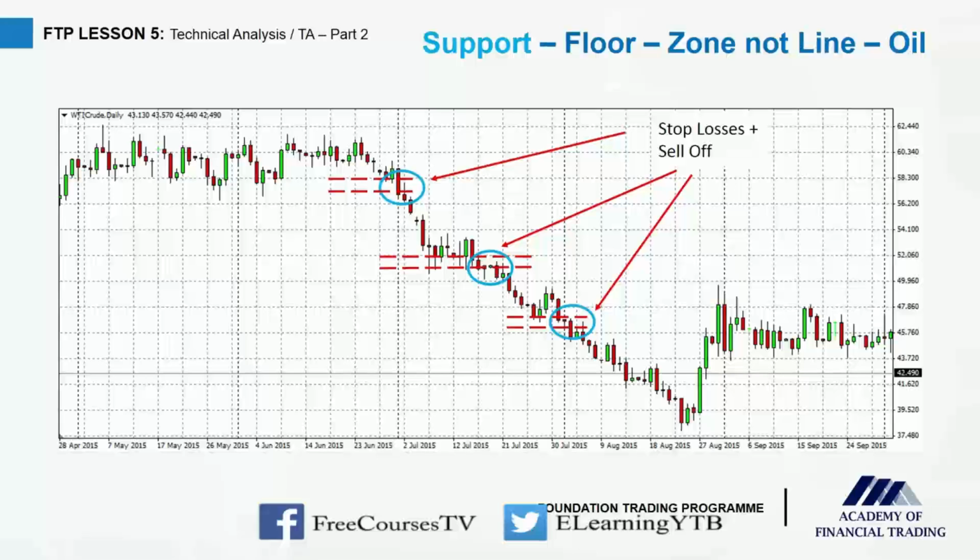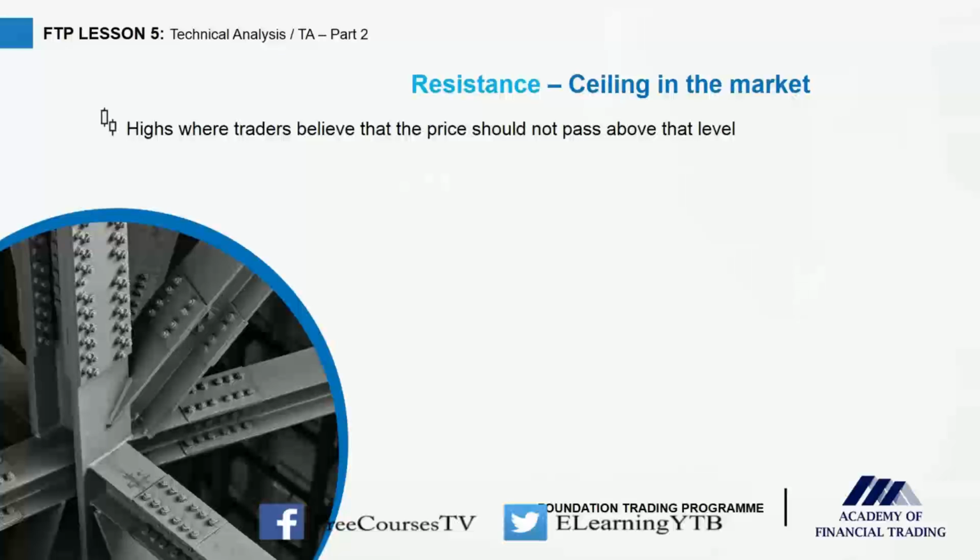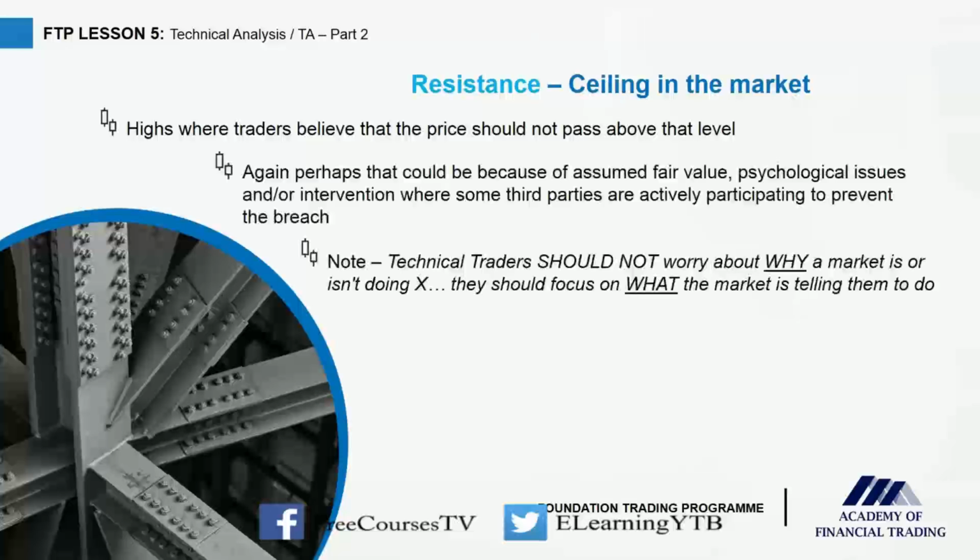Okay, so the reverse obviously applies in the exact same way. The absolute reverse applies. We have a floor and we have a ceiling. These areas are very, very useful. If the market hits off the top level, then we say it's called resistance. This could happen again for any reason whatsoever.